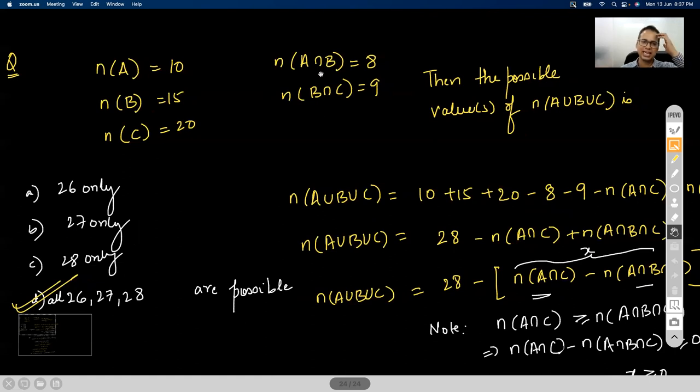N(A), N(B), and N(C), N(A ∩ B), N(B ∩ C) are given. We have to find the possible values of N(A ∪ B ∪ C).